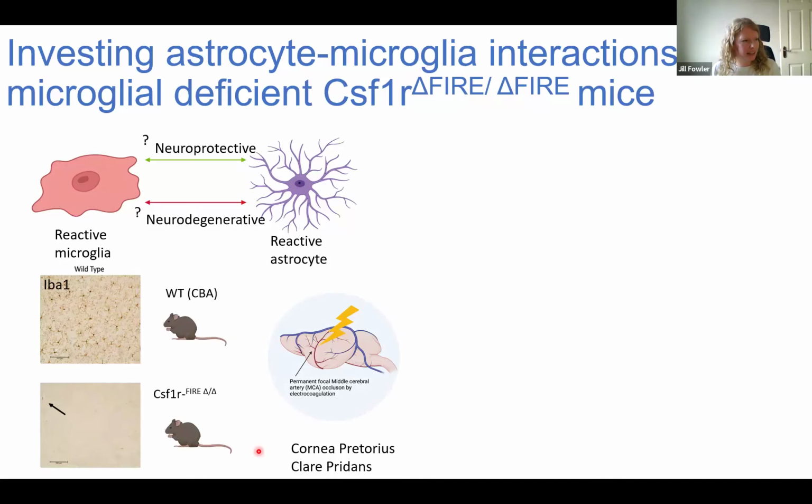So FIRE mice are born without microglia. They develop a normal central nervous system. Changes to other neurogliovascular cells are relatively unaltered. So this is a good approach for us to understand what happens to astrocytes and what happens to other pathological features in the absence of microglia.